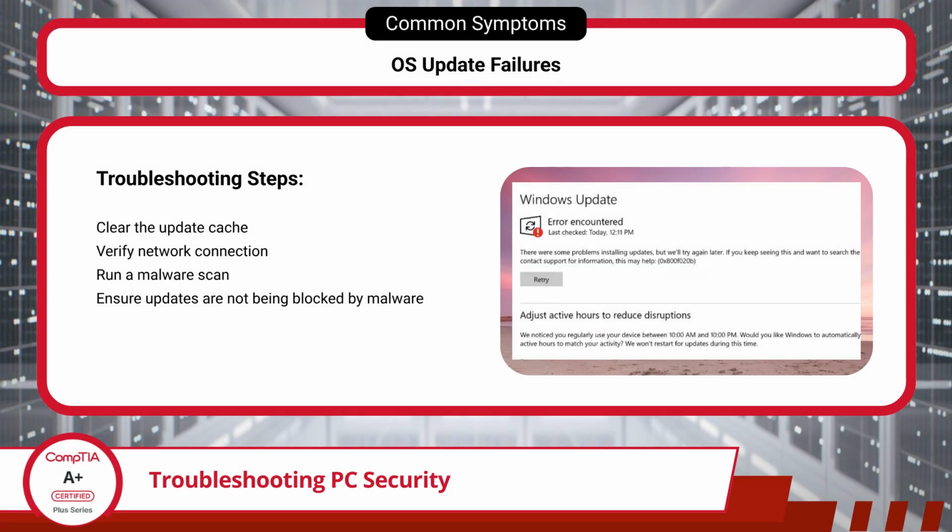Next, let's talk about OS update failures. An unpatched system isn't just inconvenient, it's a security risk. Failed updates can happen due to network issues, corrupted update files, or even malware interference. If you experience this type of failure, start by clearing the update cache to remove any corrupted files, and ensure the network connection is stable. Additionally, since some malware is designed to block updates intentionally to keep your system vulnerable, run a malware scan to ensure nothing is interfering with your ability to perform updates.